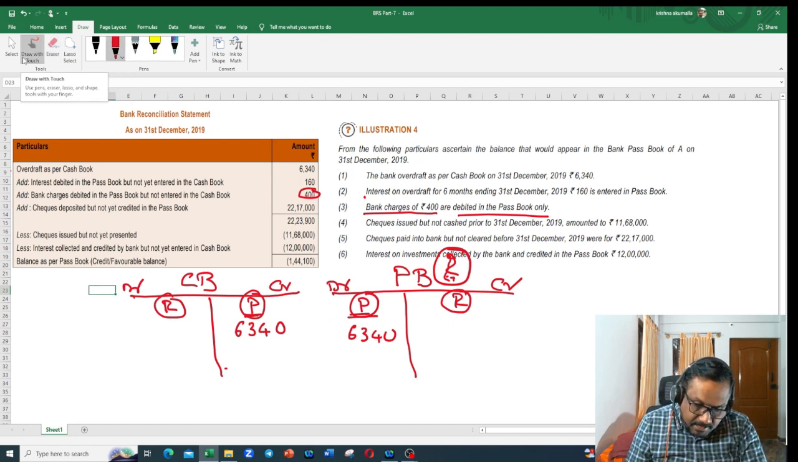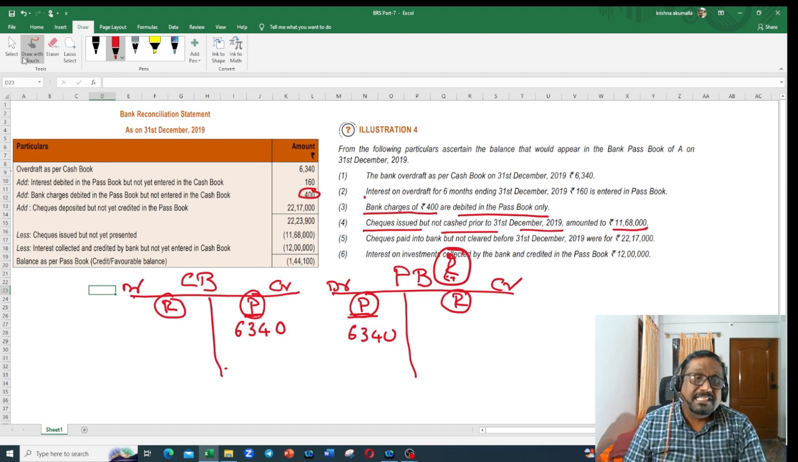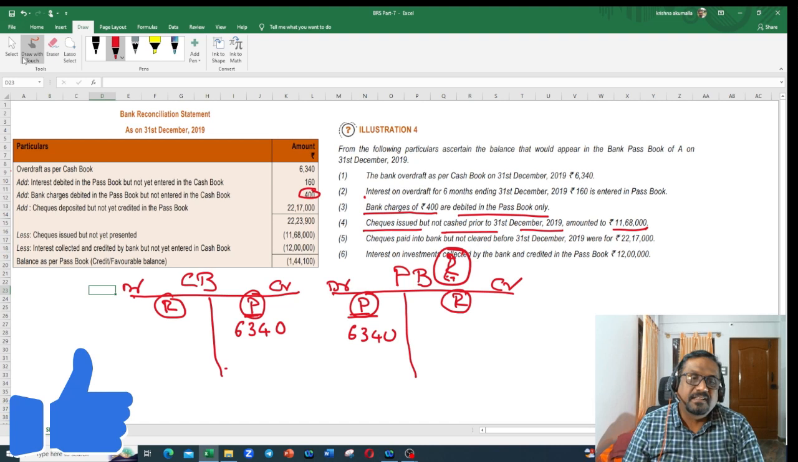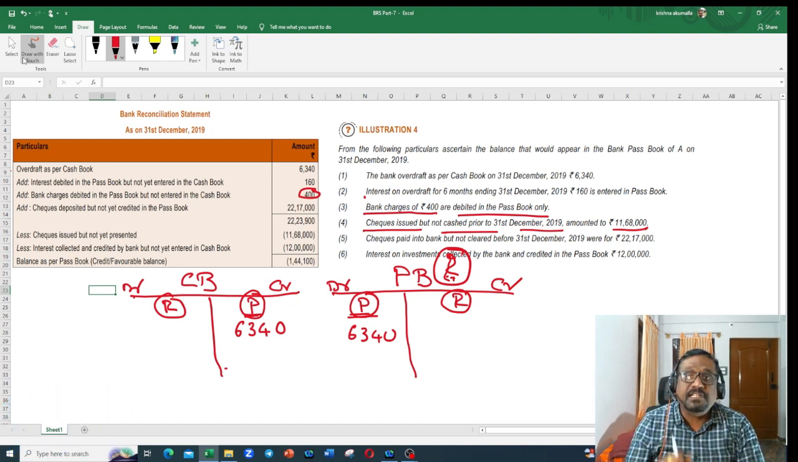So what did they say here? Checks issued but not cashed prior to 31st December 2019 amounting to 11 lakh 68,000. Checks issued. We issued the checks but they were not cleared. We issued the checks. They were not presented. When I issue the check, the supplier has to go to the bank and present it, right? They did not. Then they're not cleared. So when I issue the checks, issue means what? Paid. So I paid 11 lakh 68,000 worth of checks issued.